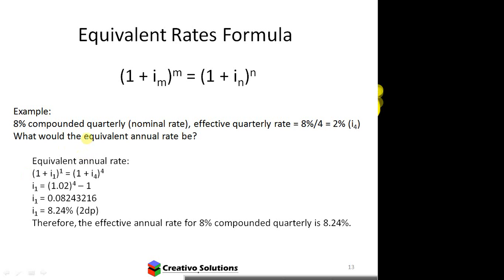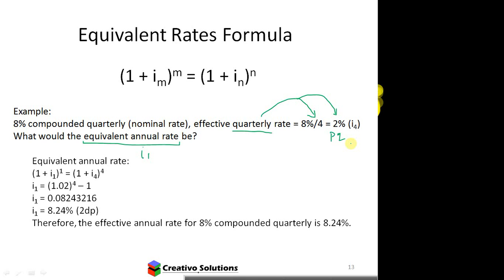Equivalent annual rate. What is the equivalent annual rate referring to? I1. Because how many years in a year? 1. This is the effective quarterly rate. What does that mean? How many quarters in a year? 4. So it's 2% per quarter. So do I have the correct rate for a year? No. What rate do I have?